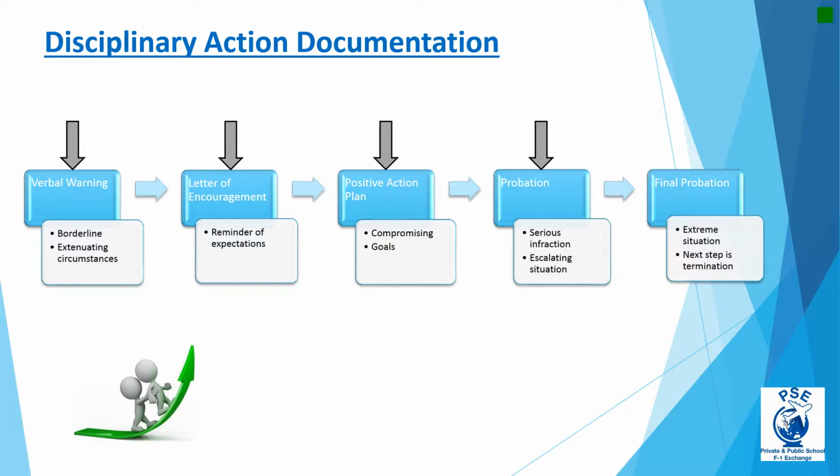Probation is presented to a student for a serious infraction or for an escalating situation in which no improvement is being made. The purpose of placing a student on probation is to determine whether or not a student is able to make the necessary behavioral changes in order to remain on the program. Final probation may be considered for extreme situations, and this is the last step in the disciplinary documentation process before termination. Termination, which is when the student is sent home, is the last option and rarely occurs.